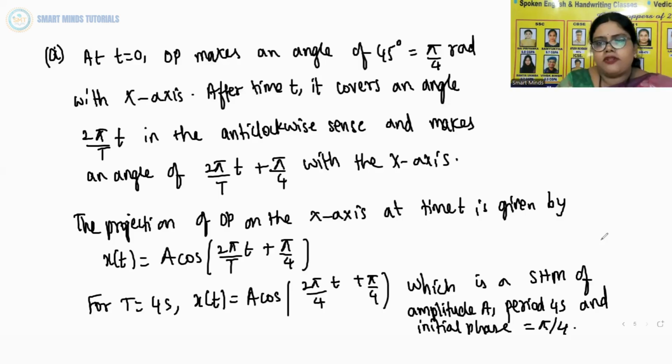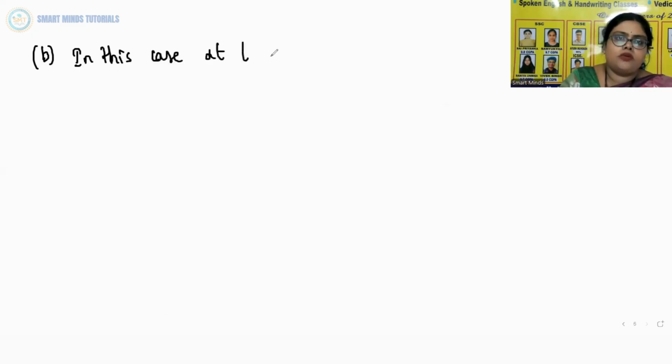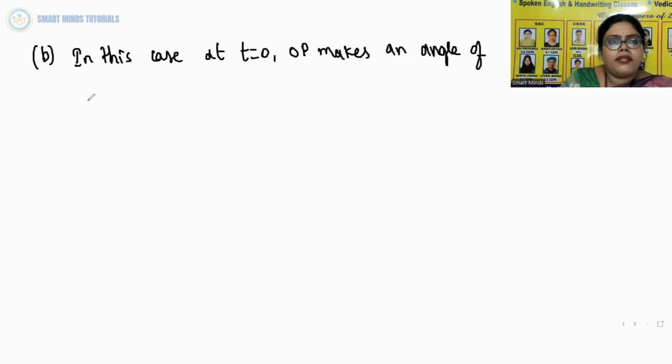Now let us see for the second case. Now we shall do it for the second case. So look at the second figure. In this case, at t is equal to 0, OP makes an angle of 90 degrees. 90 degrees is pi by 2 radian with the x-axis.